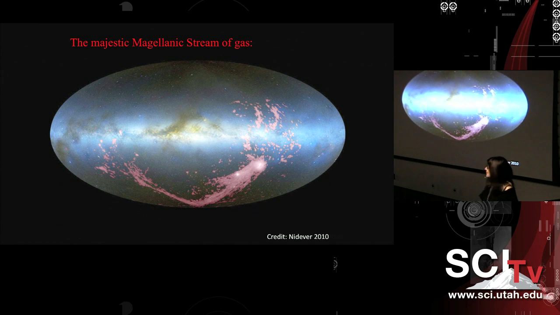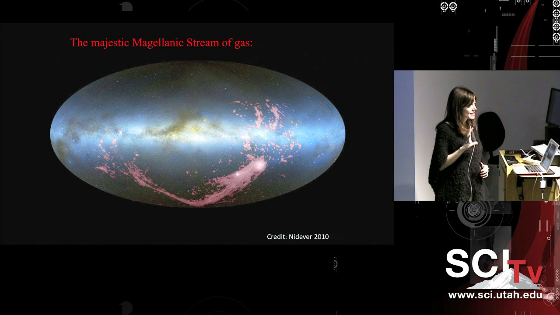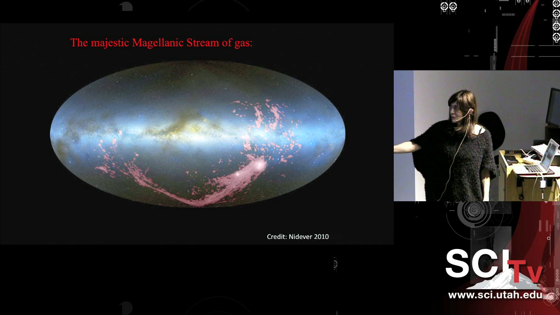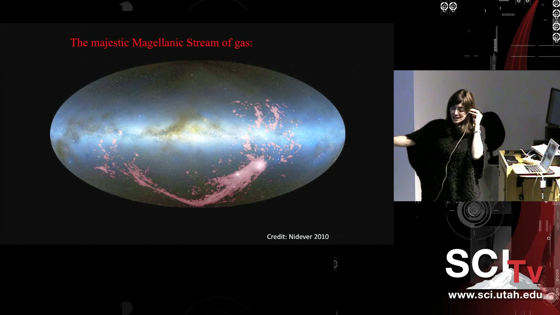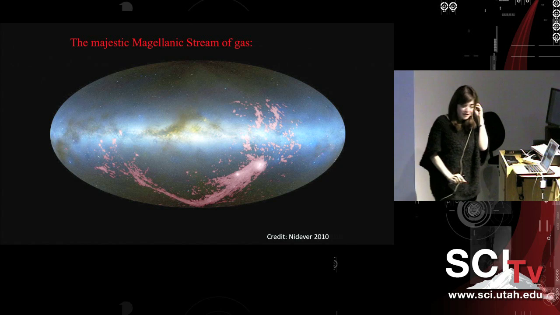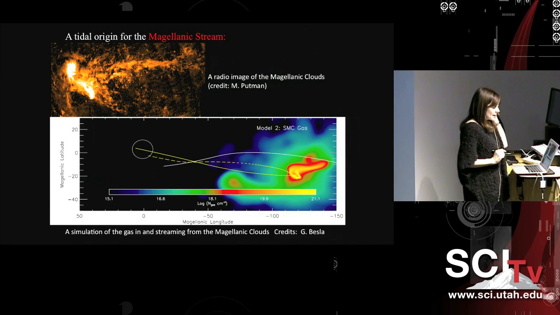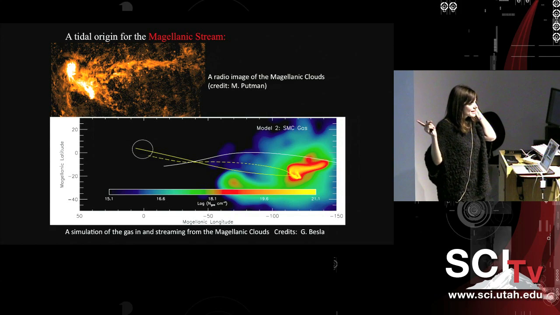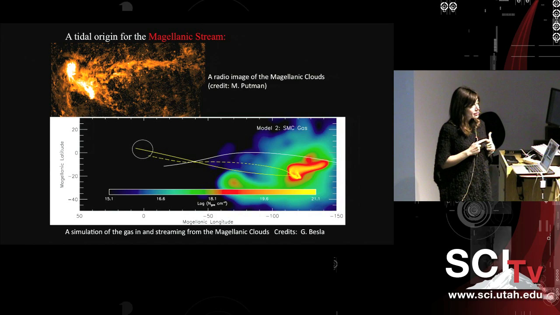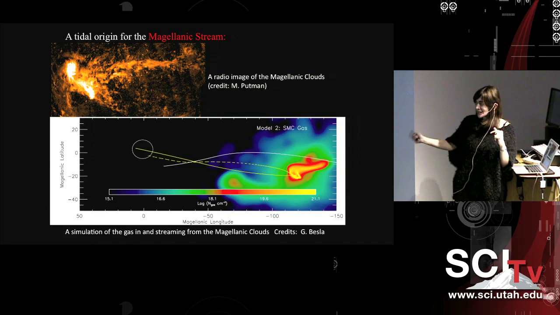Now, in the last 10 minutes, let me show you another example of this kind of tidal interaction. This is what's called the Magellanic Stream of gas, a stream of gas very close to our galaxy. So that's the observations. This is a stream of gas, and it is called the Magellanic Stream because these two galaxies are the Magellanic Clouds, the two dwarfs. These are the observations that people knew about. And now let me show you that we can understand this observation using simulations and this kind of resonance, this kind of tidal interaction, to explain this majestic Magellanic Stream.